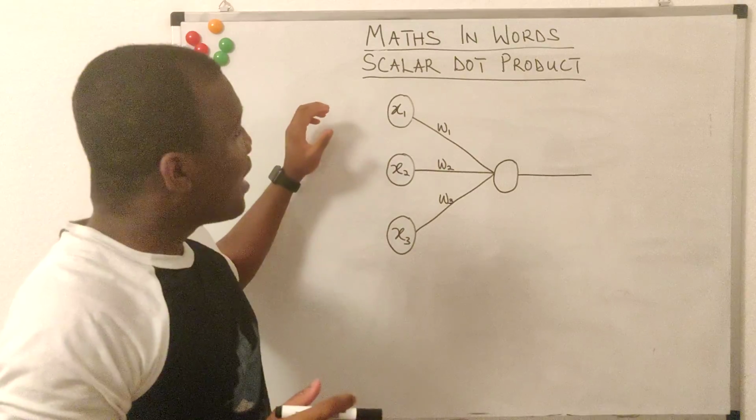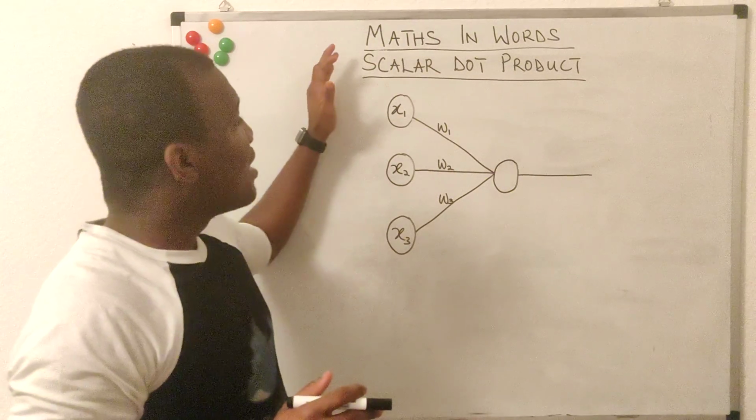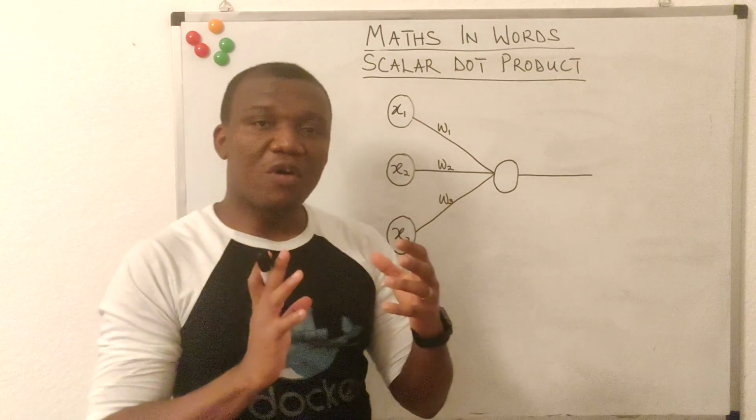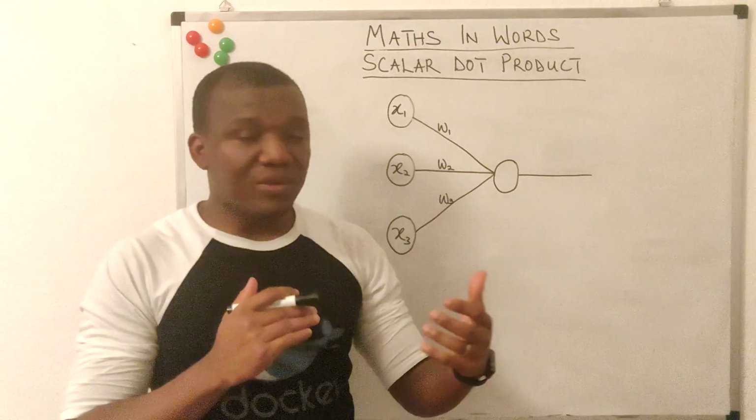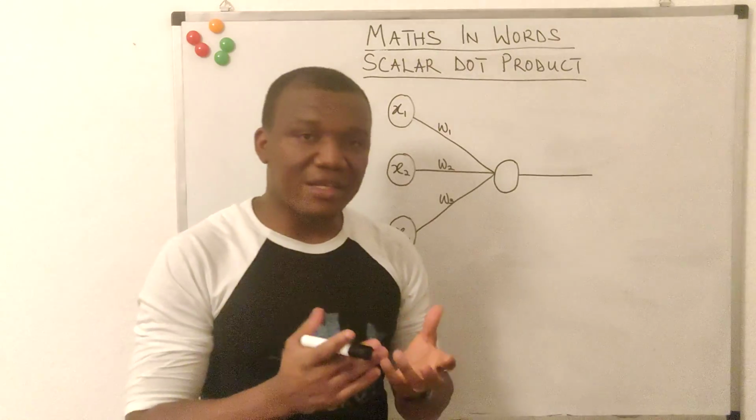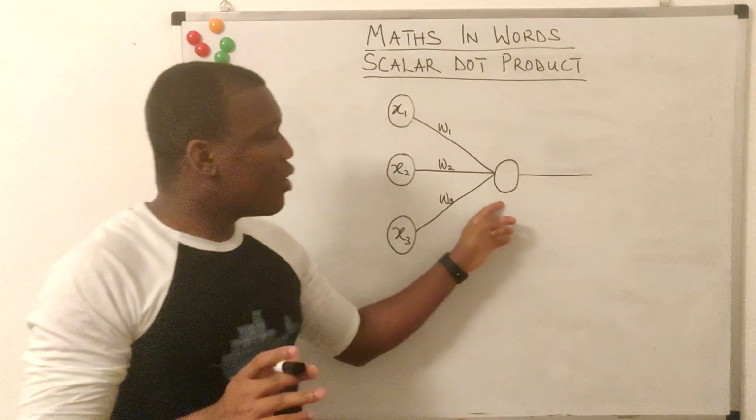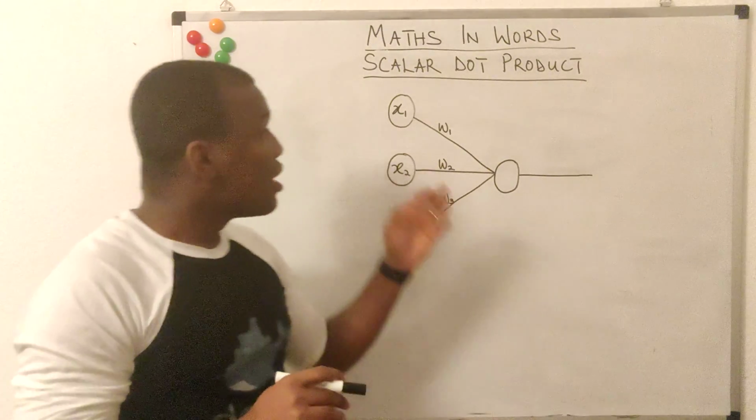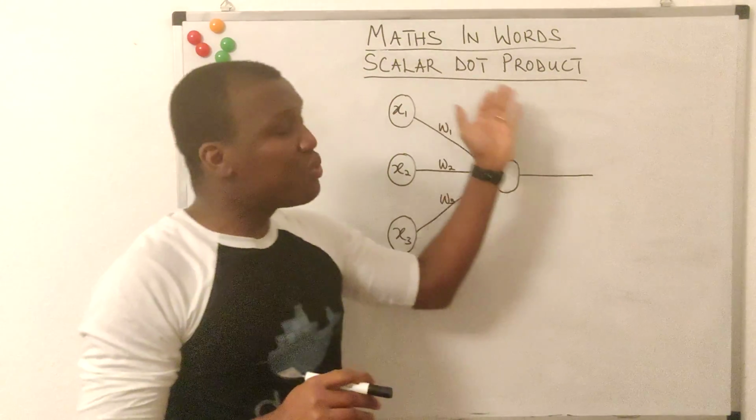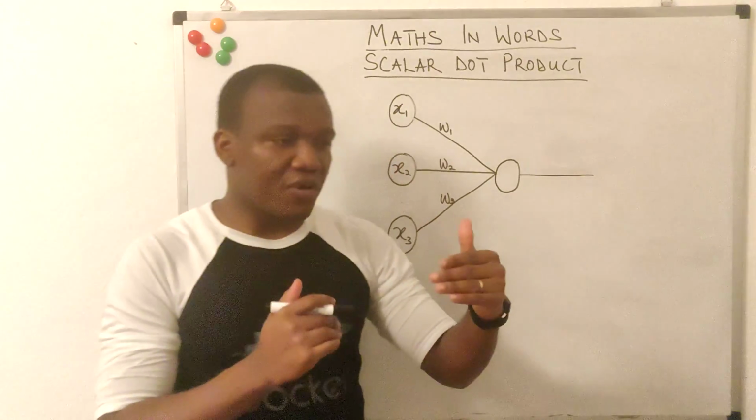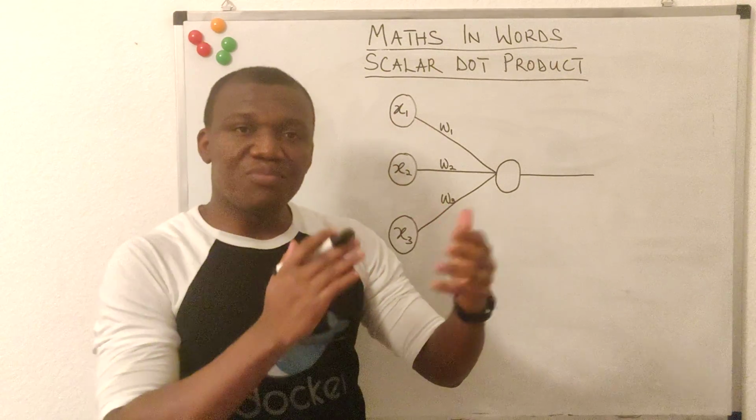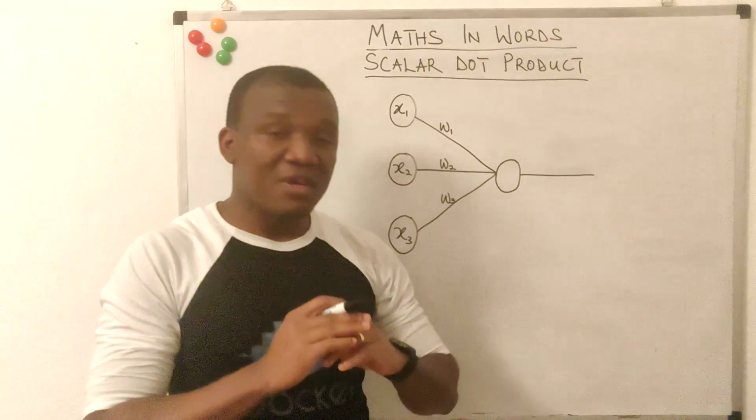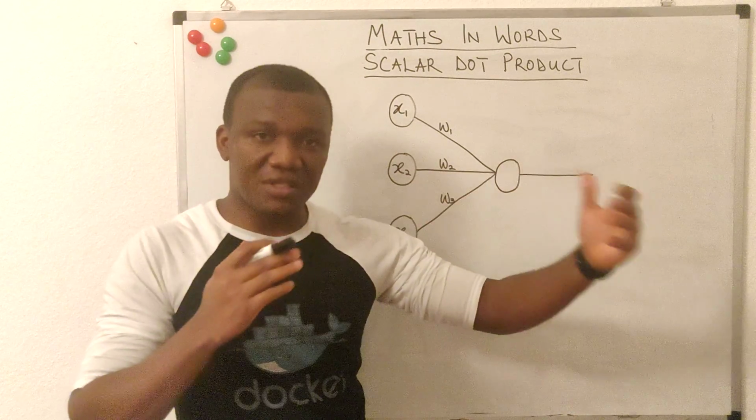In this video, I am going to explain the scalar dot product of vectors and how they are applied in machine learning by taking the operation of a single neuron into consideration. To start with, a scalar dot product is different from the element-wise product that you saw in the previous video when I was talking about vectorized operations.